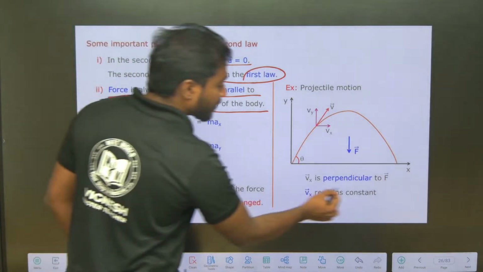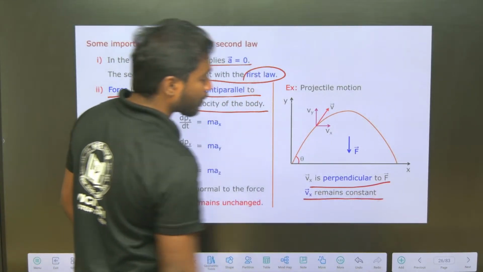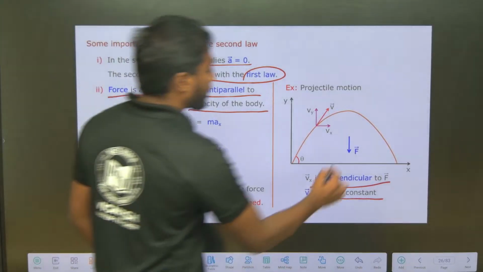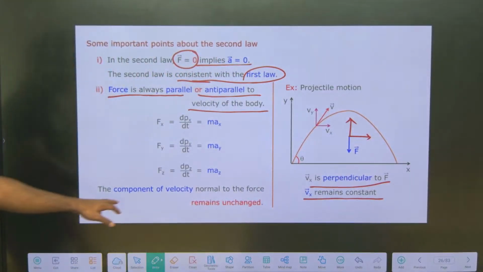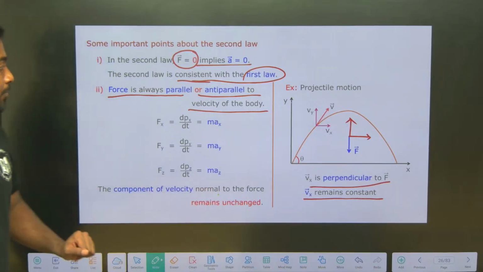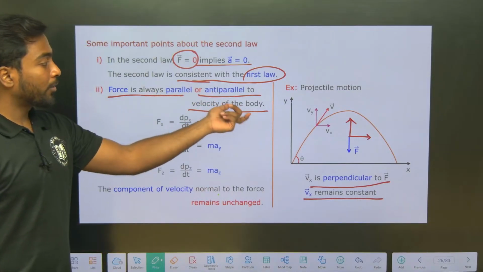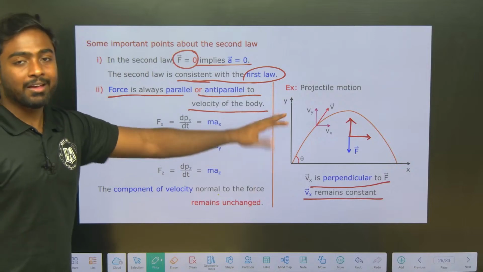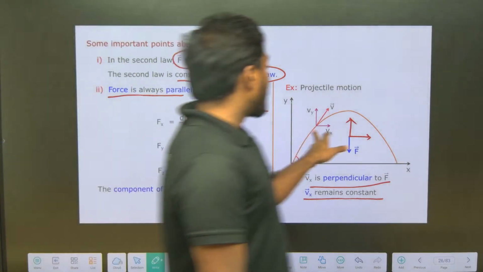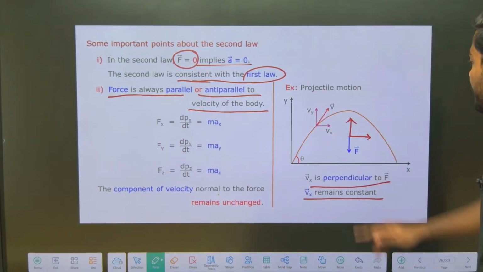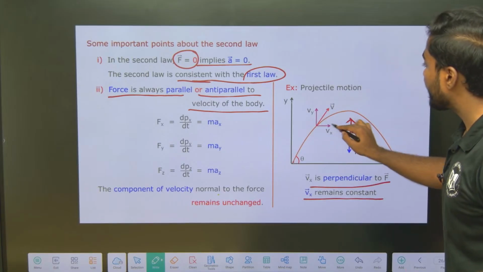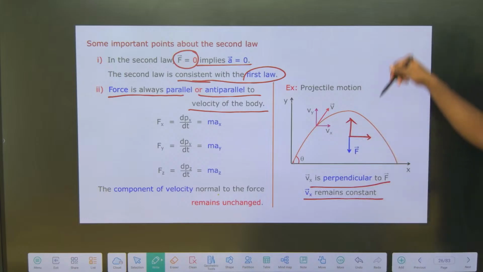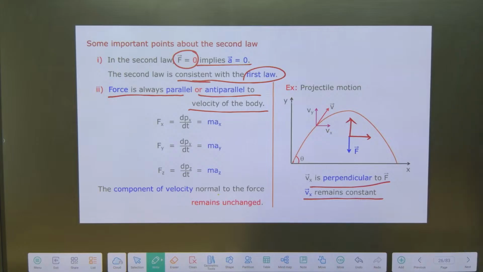Here if you see, Vx is perpendicular to the force, and Vx remains constant, and Vy is anti-parallel to the force. The component of velocity normal to the force remains unchanged. So parallel or anti-parallel velocity can change, but the component perpendicular to the force remains unchanged. See here, if I talk about projectile motion, I can resolve it into two components, Vx and Vy. Vx is perpendicular to the force and Vy is anti-parallel to the force, right. So these are some important points about the second law.